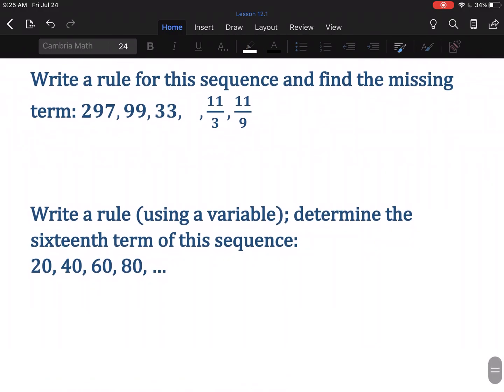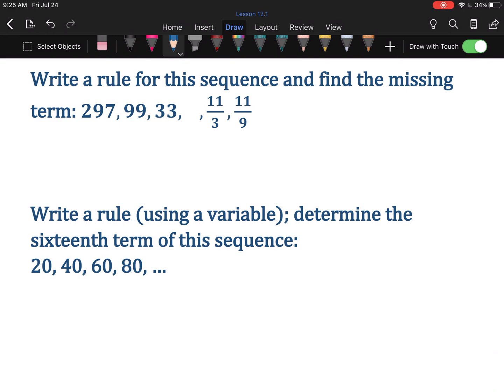Write a rule for the sequence and find the missing term. So the missing term is whatever goes in this box. So let's see, 297 to 99 to 33. So we're decreasing again. And it's not by a common amount. So we're definitely dividing. What are we dividing by? Well, to get from 99 to 33, that's division by 3. So what's missing? Well, what's 33 divided by 3? 11. And that's it. Those fractions I don't even really need.